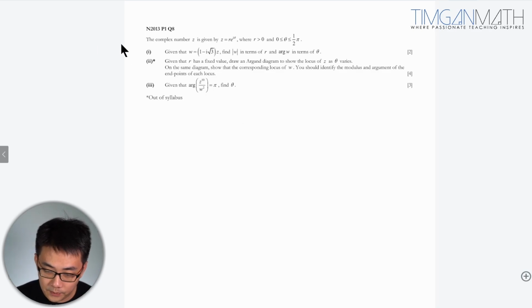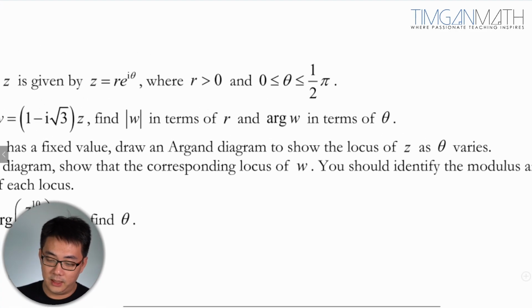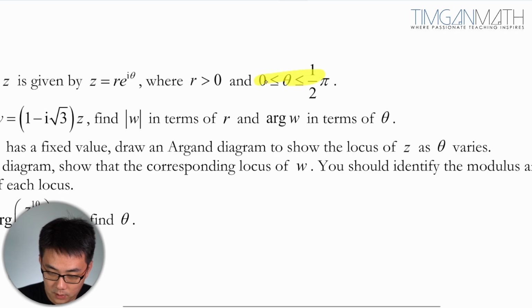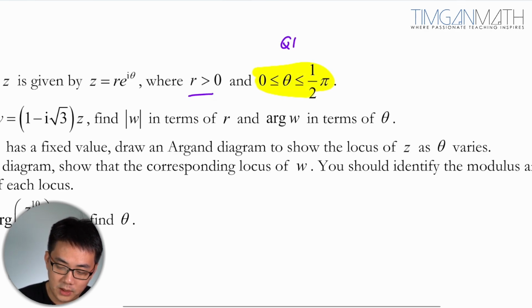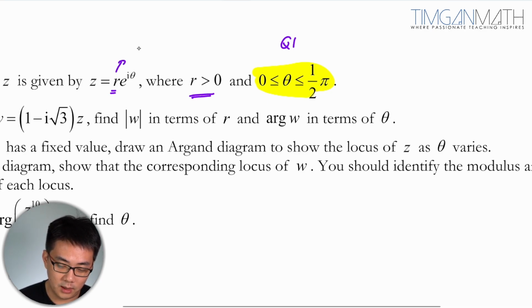Now, the complex number z is given by this, so we already know the modulus is r and the argument is theta. You're given that this is in the first quadrant, between 0 and 90 degrees. This modulus is positive, because if it were not positive, you would need to consider when it's negative, but positive means this is definitely a modulus. So modulus z is equal to r.